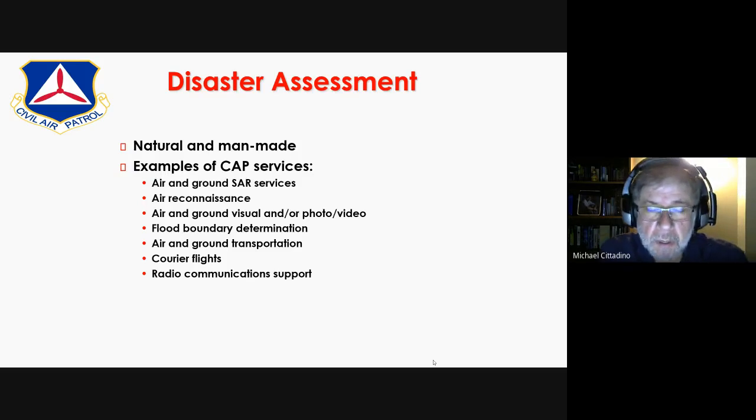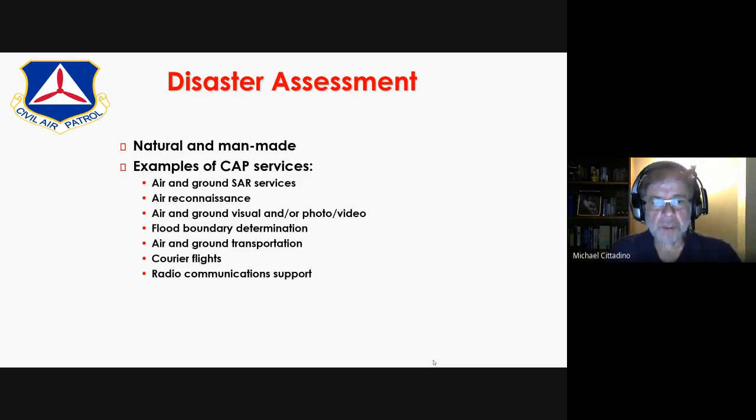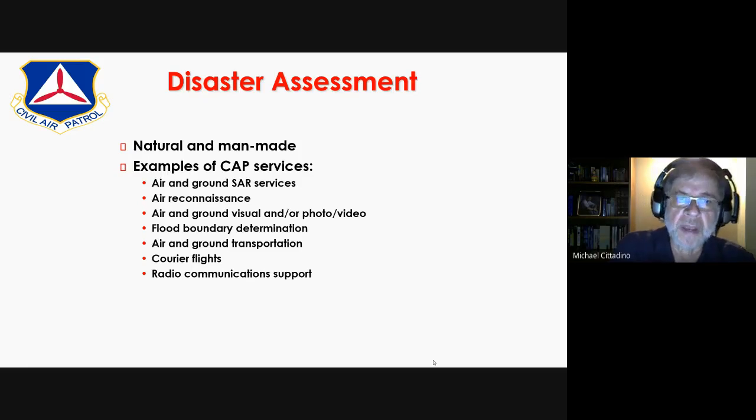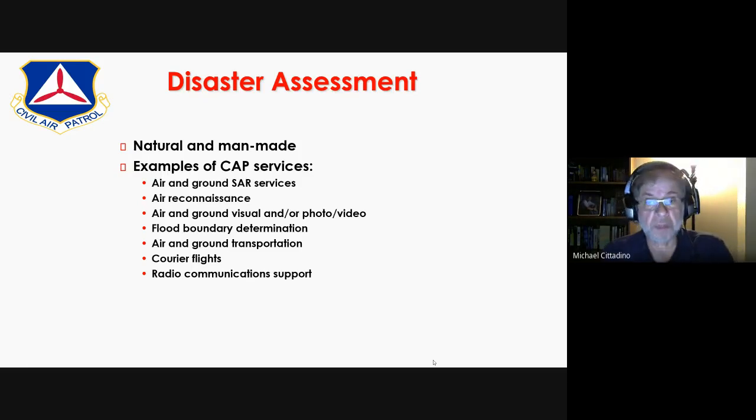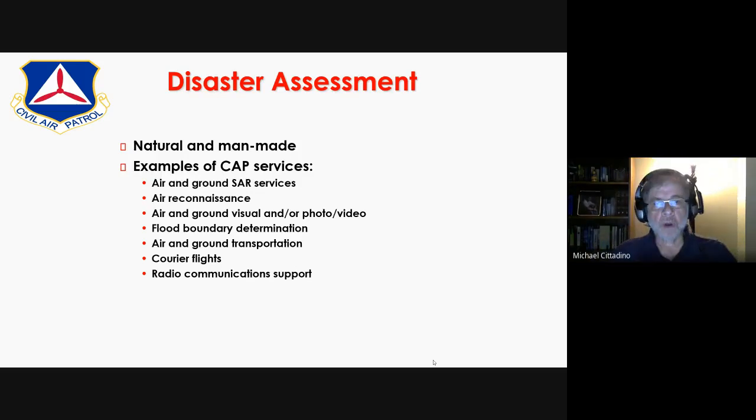The 406, which does include GPS-encoded location data, has largely reduced the requirement for those types of searches in order to find a lost aircraft, or even a lost person with a PLB, which is also GPS enabled. As such, our participation in disaster relief and disaster assessment has grown. It's becoming one of the major things that CAP does in terms of missions. We've participated in a lot of these, in things like Hurricane Sandy and Katrina, doing damage assessment.